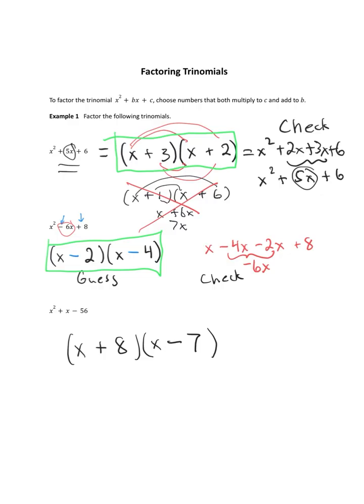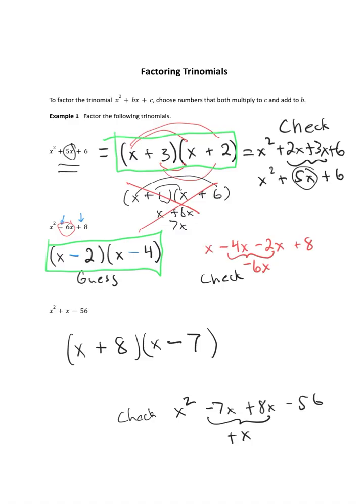The x times x, so here's our check. X times x is x squared, all good there. X times negative 7 would be minus 7x. And then 8 times x would be plus 8x. And then minus 56. And when I combine those middle terms, I actually do get negative 7 plus 8 would be 1. So that would be plus x. Oh, so I got lucky. I guessed that right the first time.